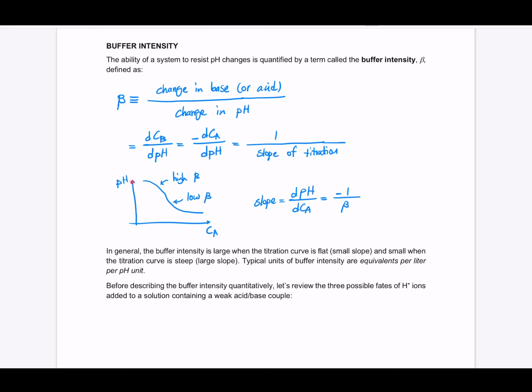So as we mentioned, when this is flat, the slope is low. That means the buffer intensity is high, and the opposite would be here. So the large slope means a low buffer intensity. And in terms of the unit, obviously it would be representative of the unit of this one, which would be equivalent per liter or molar, as we mentioned, per pH unit. So if I'm adding 1 molar of acid, how much would the pH change in terms of the pH unit?